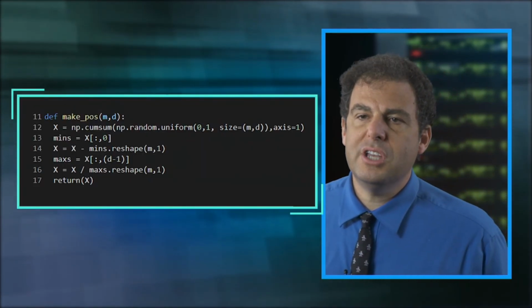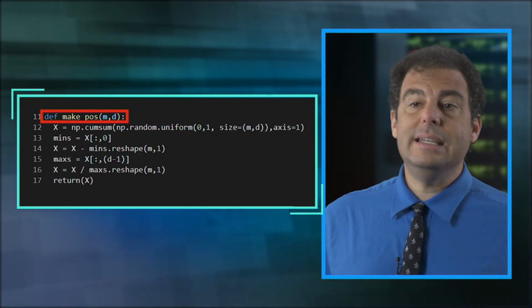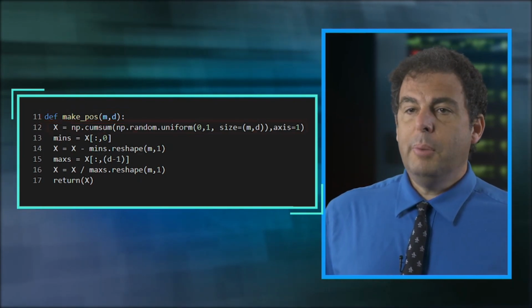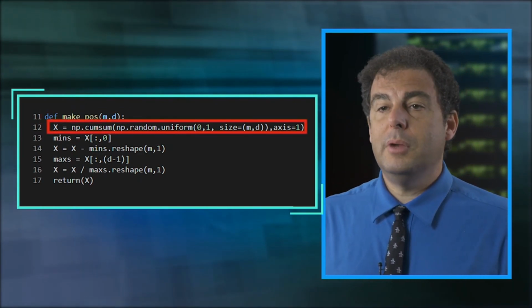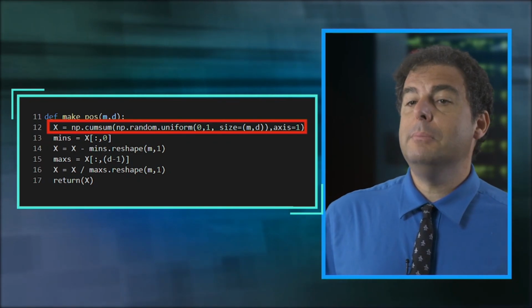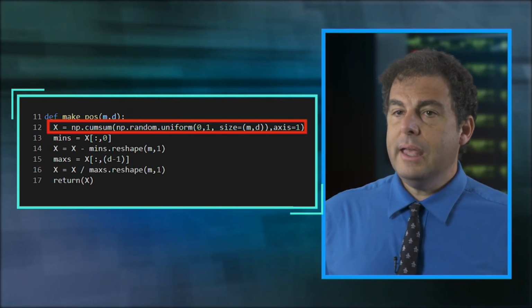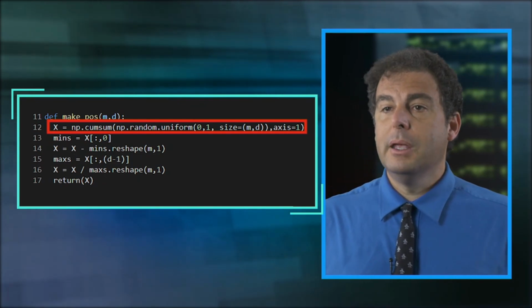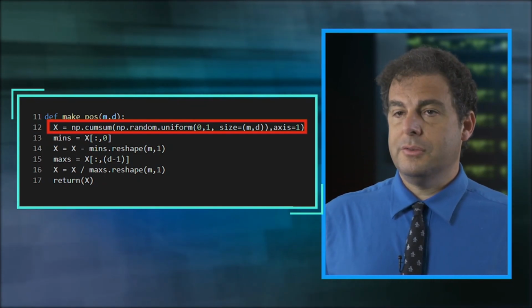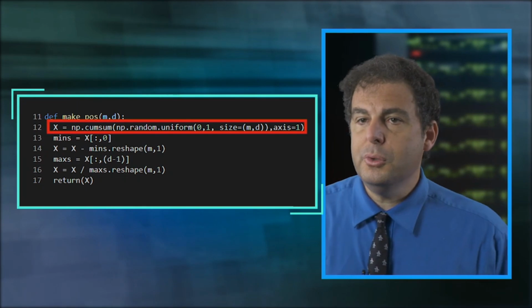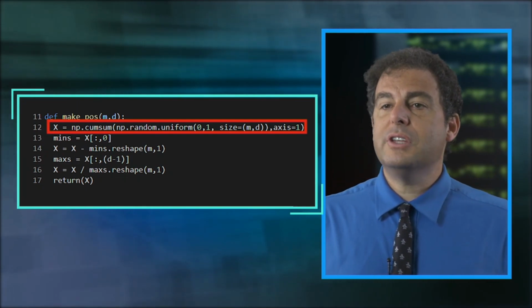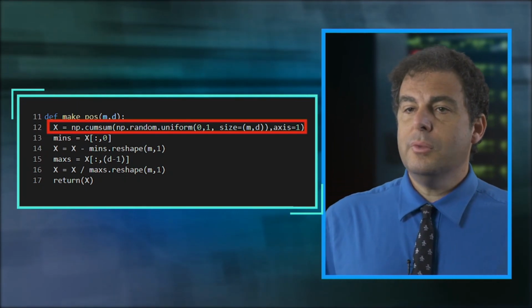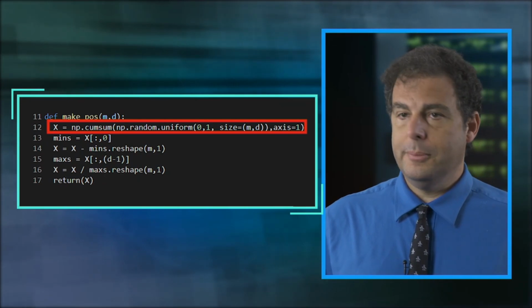Here's a snippet of code that generates m staircases of size d. To start, a bunch of 0, 1 uniform random numbers are arranged in an m by d matrix. The code then computes a running sum, also known as a cumulative sum or cumsum, across the rows of the matrix. NumPy refers to moving across the rows as traversing axis 1 of the matrix, so that's the parameter value we will use in the call.